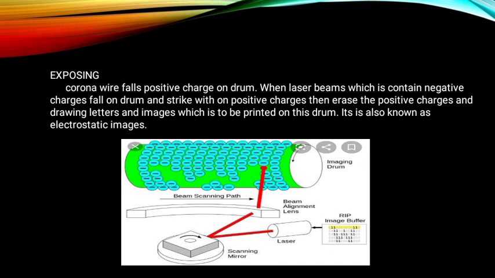Exposing process. The corona wire puts positive charge on the drum. When the laser beam, which contains negative charges, falls on the drum, it sticks with the positive charges. Then it erases the positive charge and draws the letters and images which are to be printed on this drum. It is also known as the electrostatic image. This picture is for the exposing process.